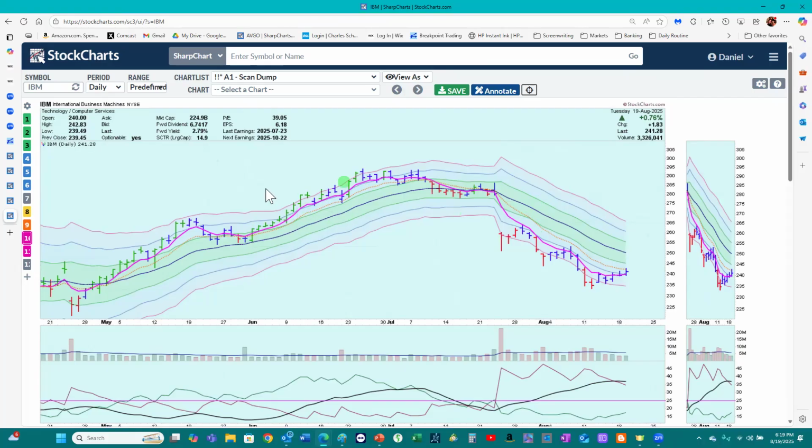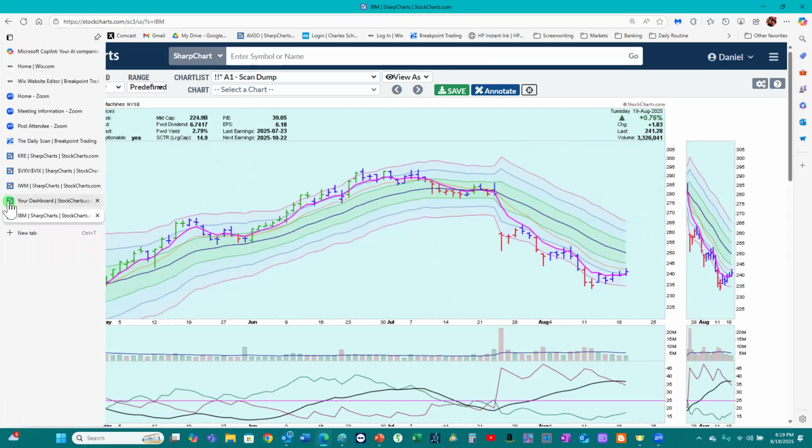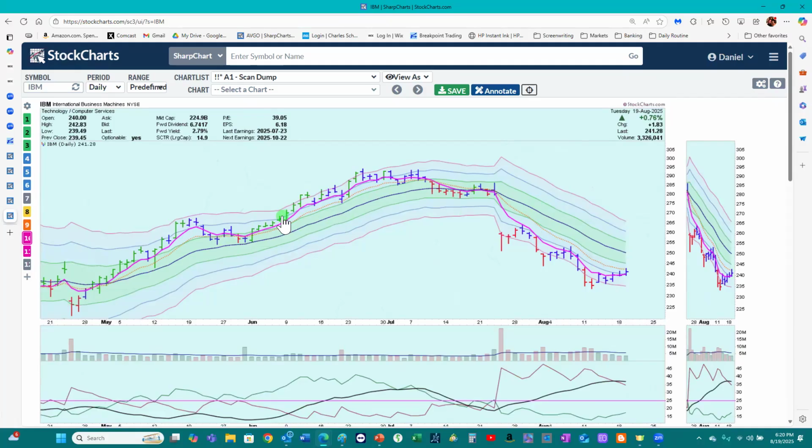Notice over here, as it was riding that Bollinger Band up, it actually hit the 4x. You can see it hit the 4x here and then reverted to the mean. Hit it again right here, reverted to the mean. So it came right back down to the 21. So that's a way you can use it as well.